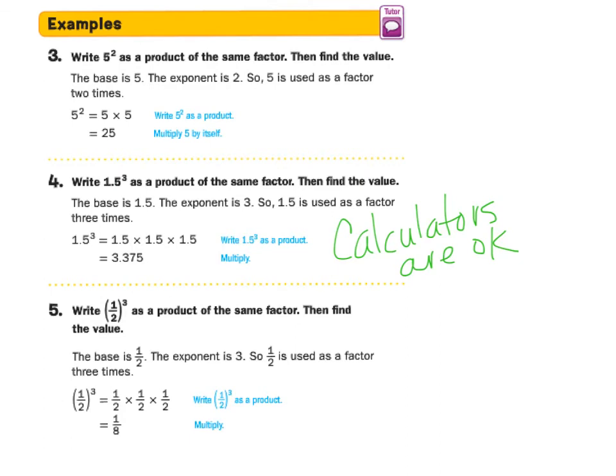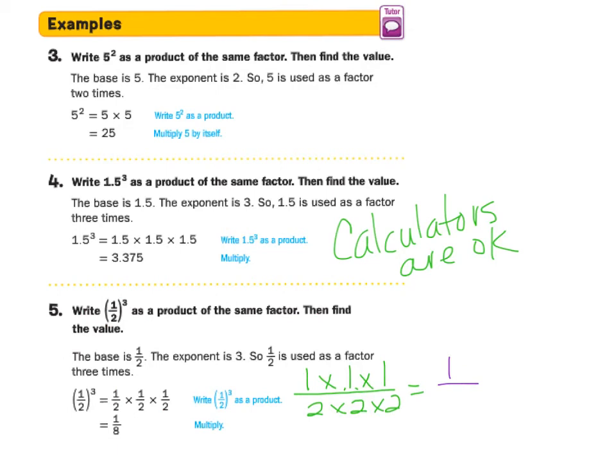Then on number 5, they say write 1/2 cubed as a product of the same factor. And we don't have to sweat this because we just spent a lot of time in chapter 4 multiplying and dividing fractions, so we know what to do. We'll take 1/2 times 1/2 times 1/2, which we could rewrite as 1 times 1 times 1 over 2 times 2 times 2. Oops, made a goof here in the middle.